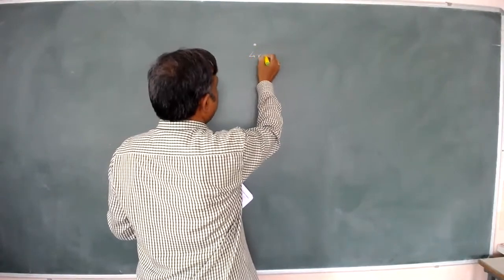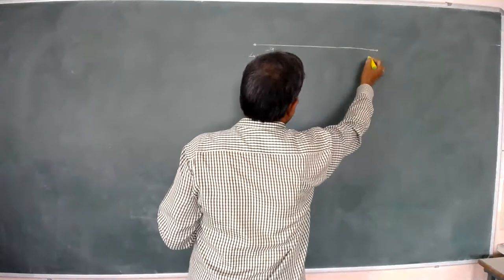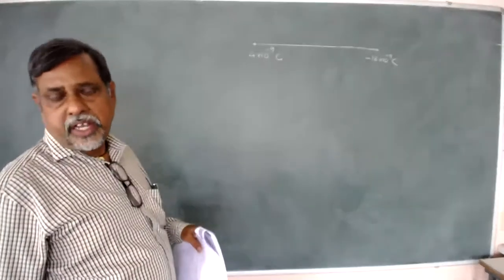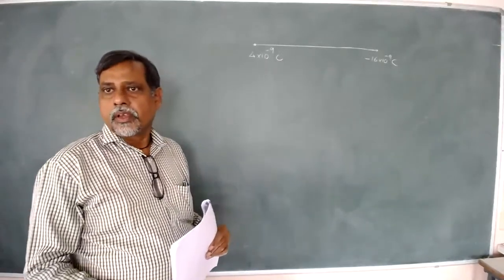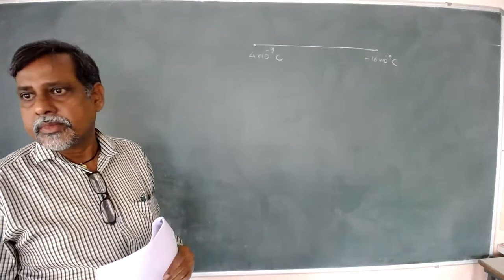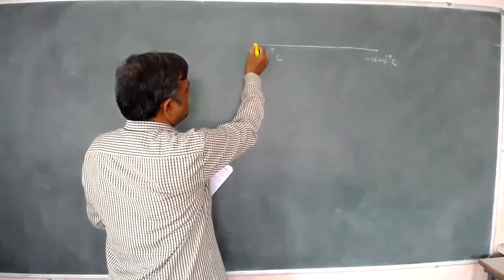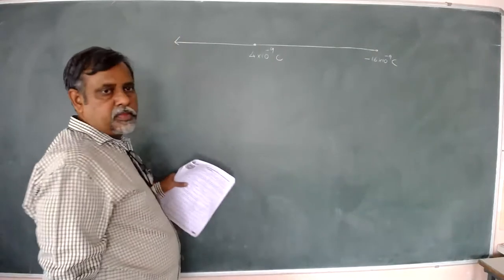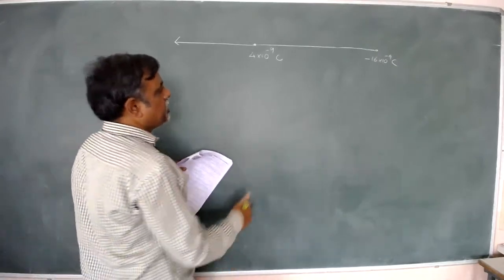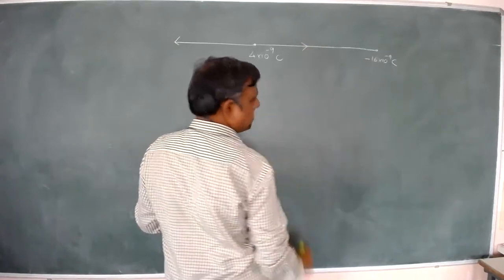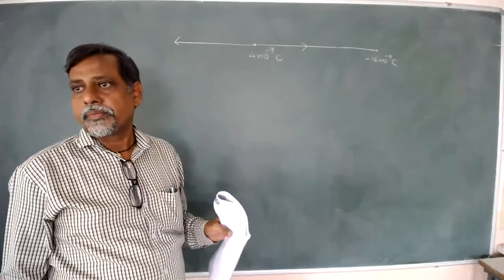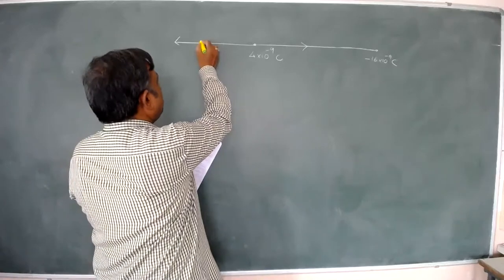This is 4 into 10 power minus 9 coulomb, and minus 16 into 10 power minus 9 coulomb. So the intensity of the electric field has to become zero. That depends upon when you take the electric fields which are in opposite directions. The electric field due to this positive charge I will be taking in this direction, because for a positive charge the electric field is always radially outward. Next, the electric field due to this negative charge I will be taking like this, because the electric field due to a negative charge is always radially inward.